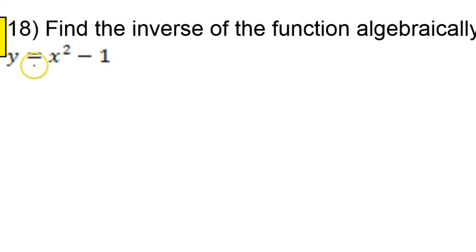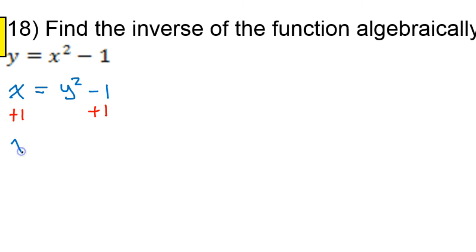All right, in number 18, we are going to find the inverse of this function algebraically. So the way we do that is we switch x and y, and then we solve for y. If we switch x and y, then this will become x equals y squared minus 1. Okay, to solve for y, we would add 1 to both sides first.